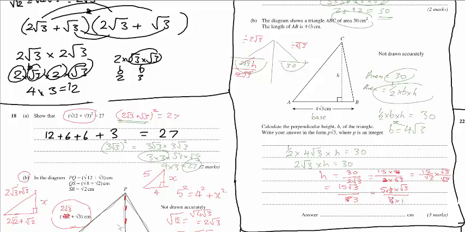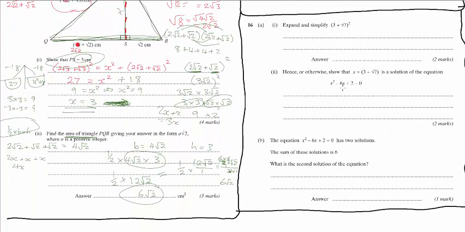Now that we've got the top and bottom, let's multiply. What are we left with? 5 root 3 over 1, which is just 5 root 3. Make sense? That's it. Alright, let's go to this one.